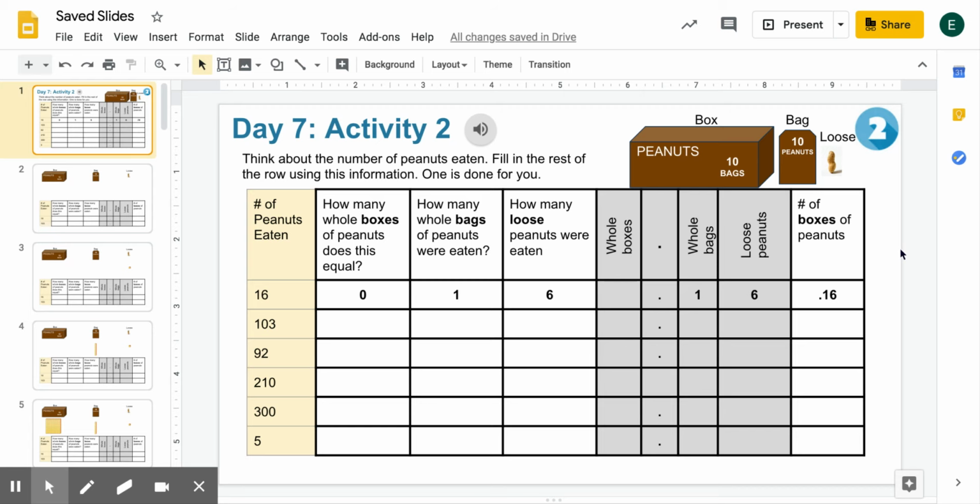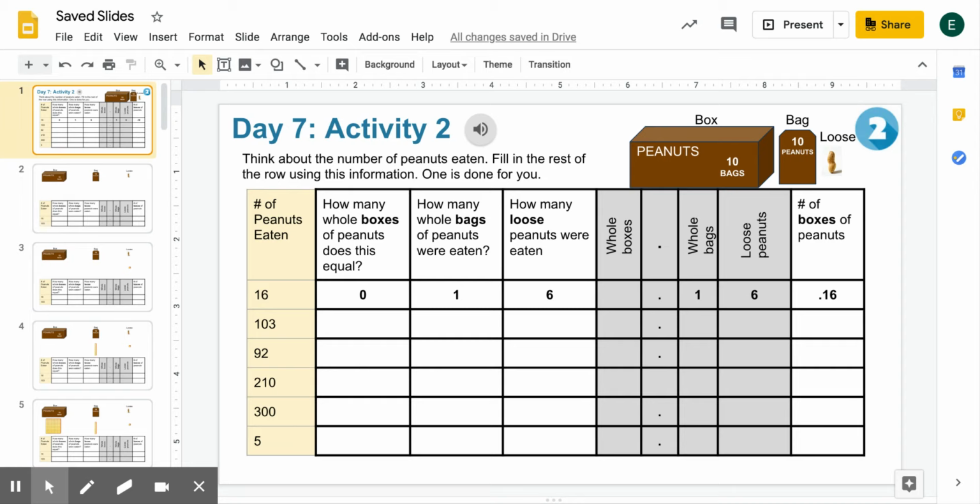I'm going to provide you with some help for day 7, activity 2. Our job is to think about the number of peanuts that have been eaten. We need to fill in each of the rows using the information. The first one was done for us.